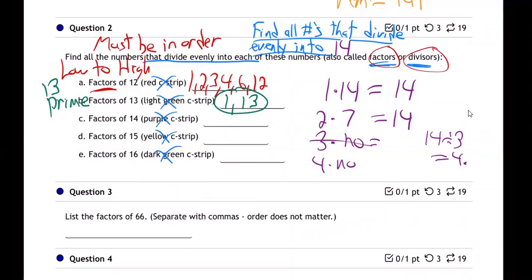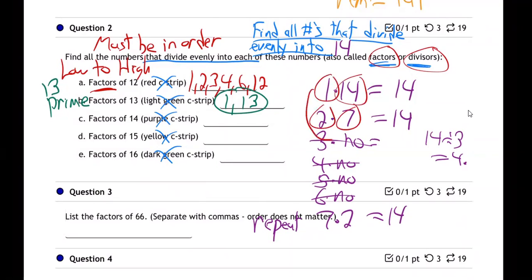4 is a no. 5 is a no. If you divide all those in your calculator, you'll get a no. 6 is a no. 7 times 2, but that's a repeat, isn't it? We already have 7 and 2, so we're done. So 1, 2, 7, 14. Again, do them like a U. 1, 2, 7, 14. There's all the numbers that divide evenly into 14.